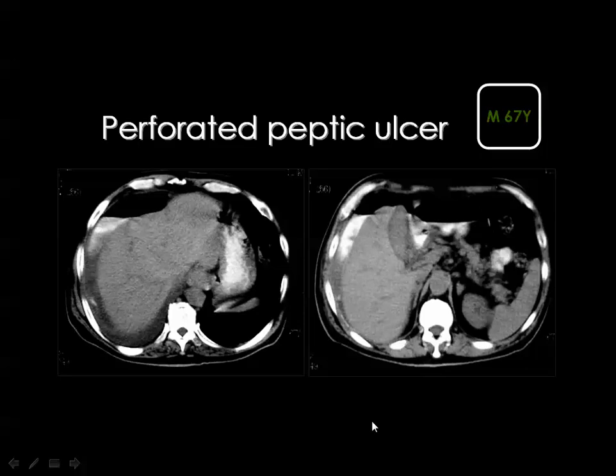Then if you see air in the peritoneal cavity, this is an indication of bowel perforation. And if you give the patient oral contrast, you can confirm the diagnosis of bowel perforation, but you cannot know the site of the perforation.